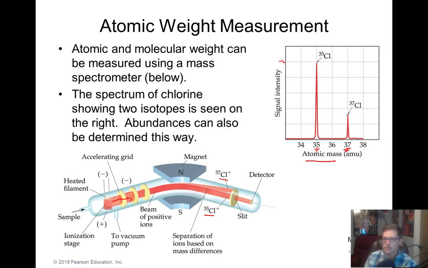So it looks like Cl-37 is about 30% as likely as Cl-35, more or less, based on this graph over here. All right, so that's kind of how a mass spectrometer works.